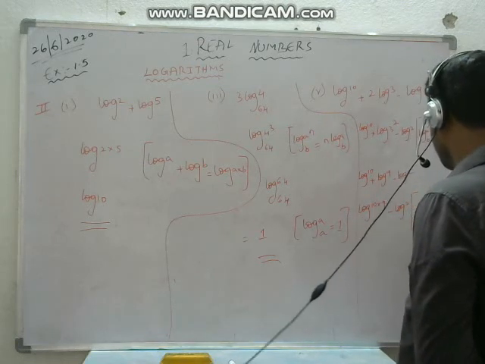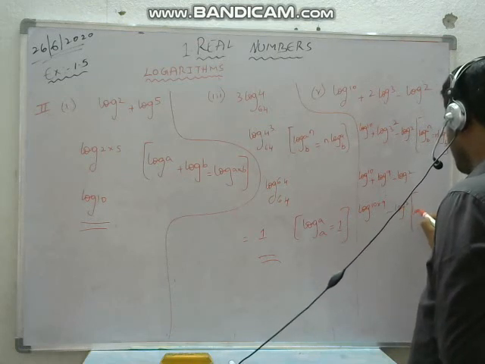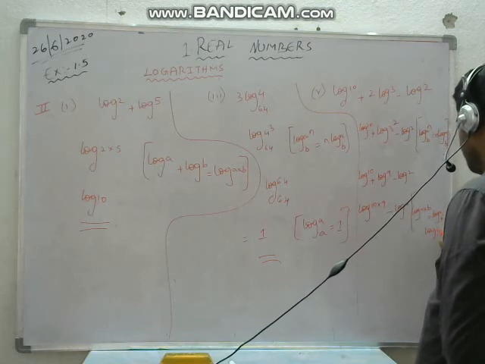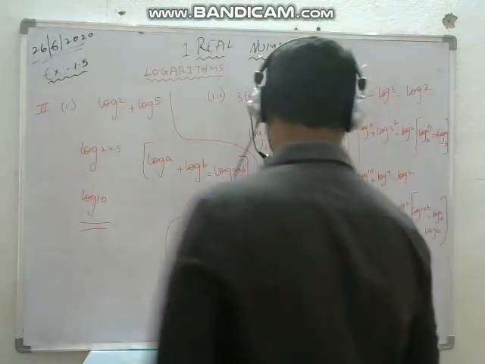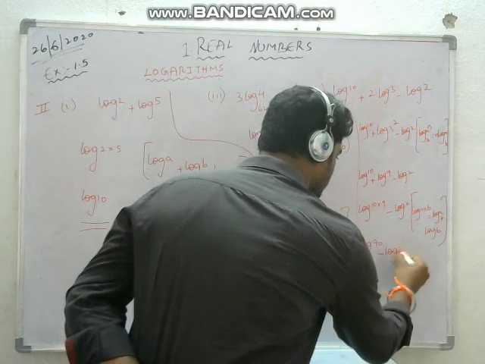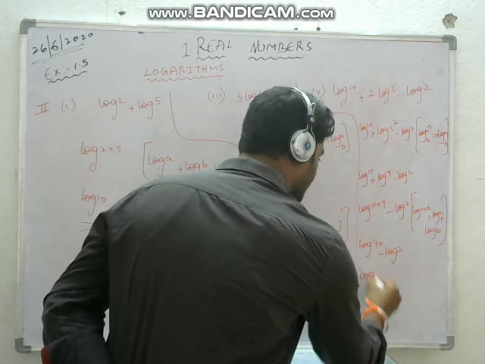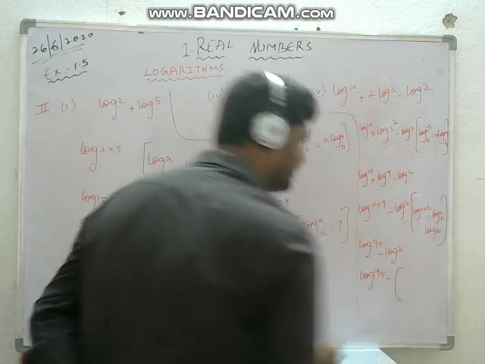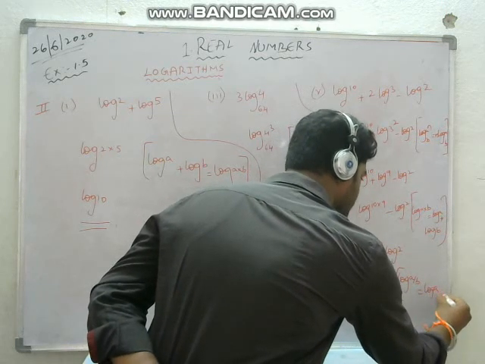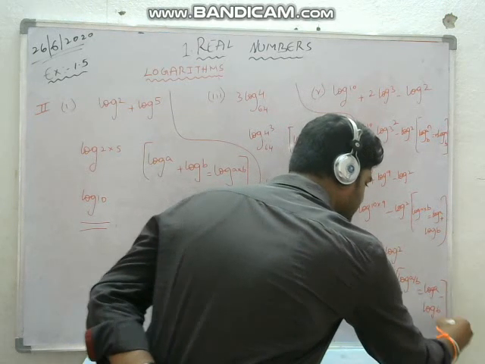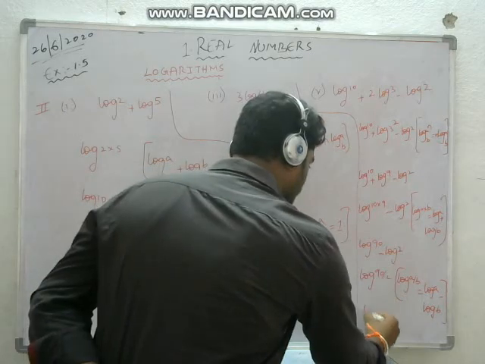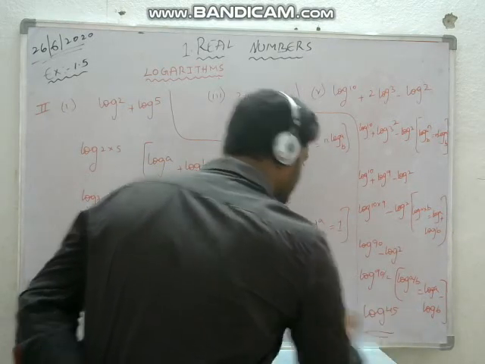How do I write this? Using the identity log a into b is equal to log a plus log b, right? So 10 into 9 is 90. Log 90 minus log 2. So I can write this as log 90 by 2. How? Using the identity log a by b is equal to log a minus log b. I am applying the logarithmic identities in a reverse way because both LHS and RHS we can apply vice versa, no? Like that. So 90 by 2 means log 45. This is the way, right?